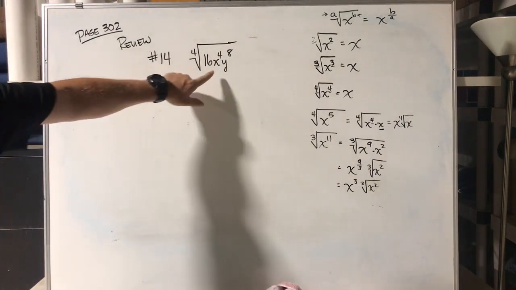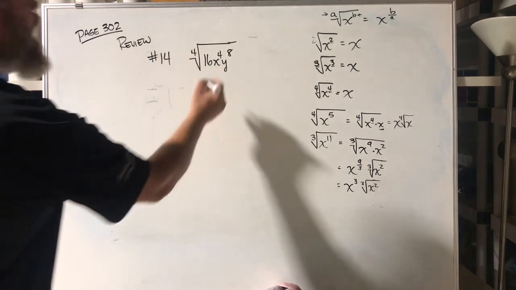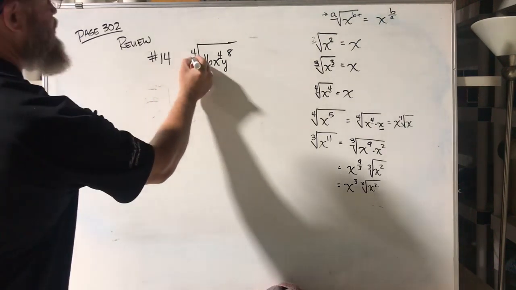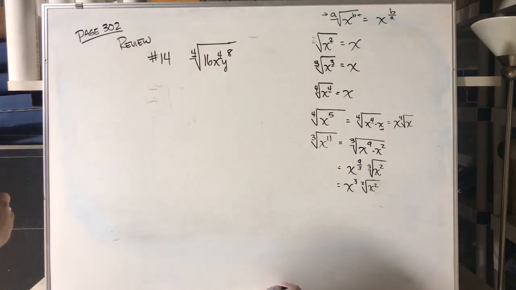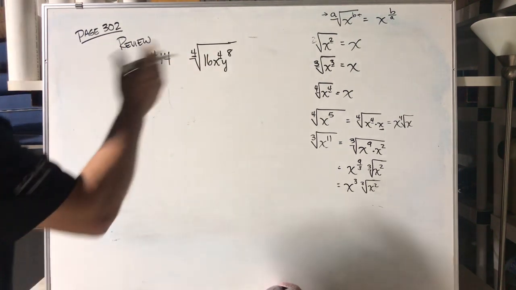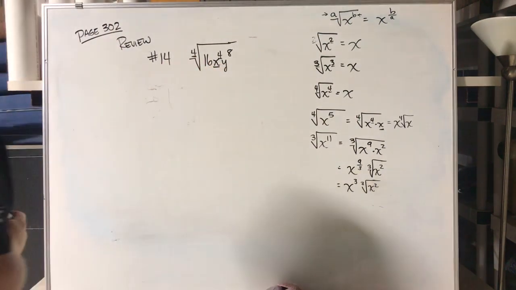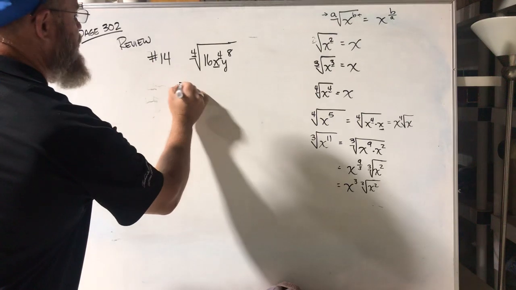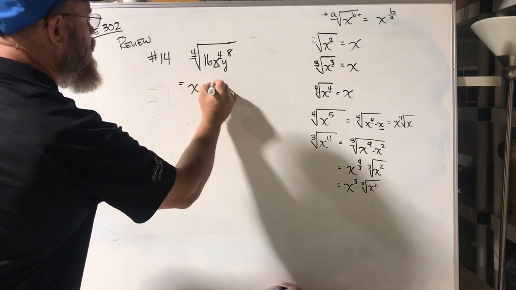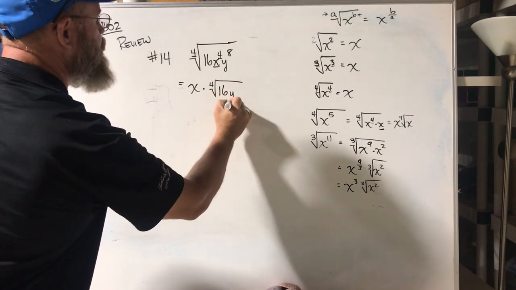All right, so let's look at our first variable. We got x, and that exponent of x is identical to my index. The exponent is the same as my index. So what does that mean? You just pull the base out, right? So I can write that as x times the fourth root of 16 times y to the eighth.